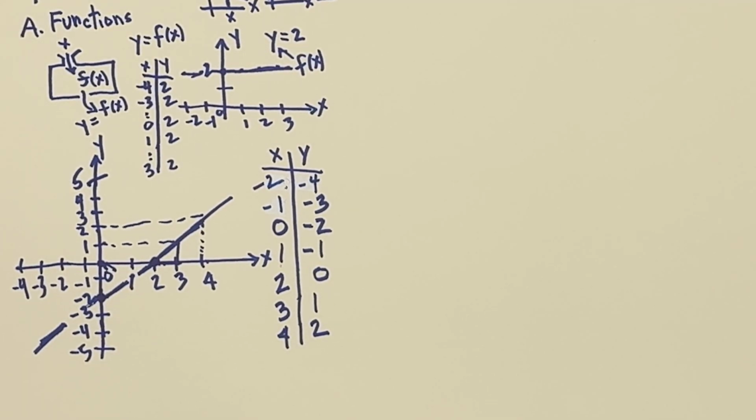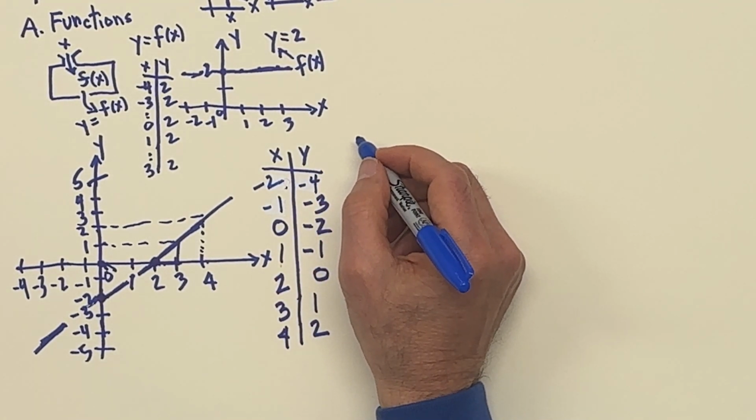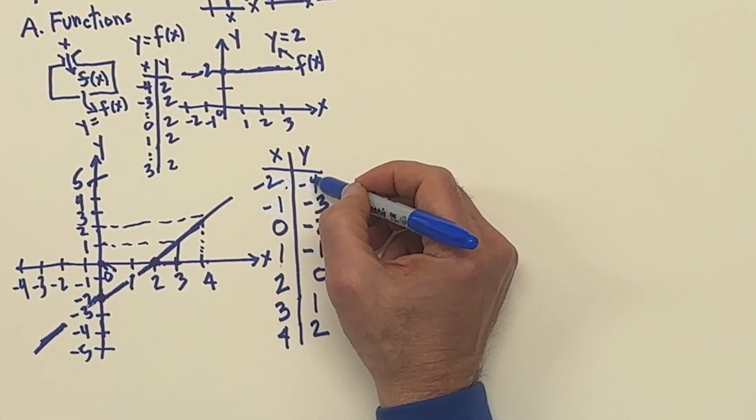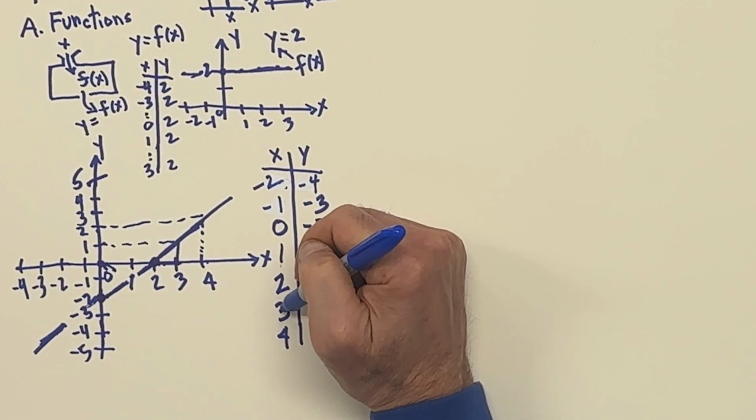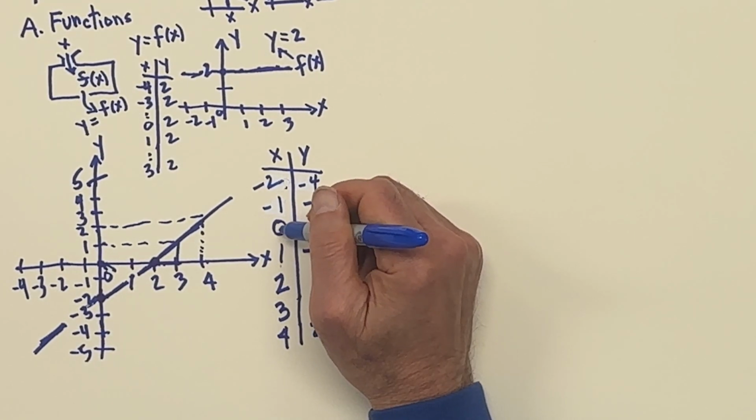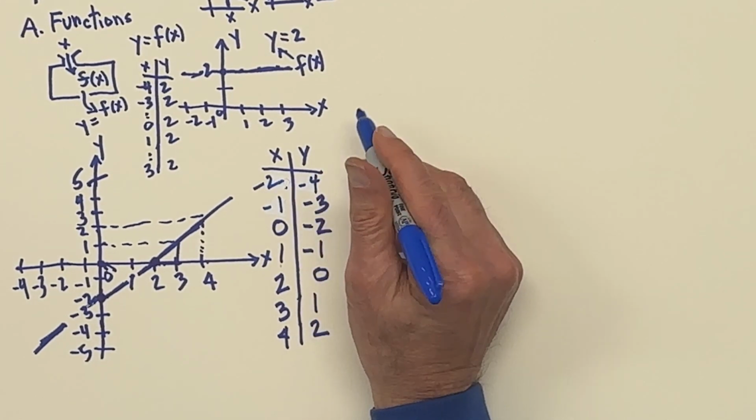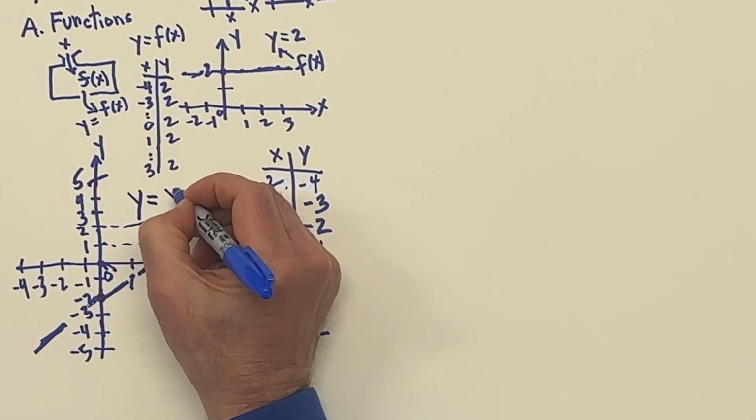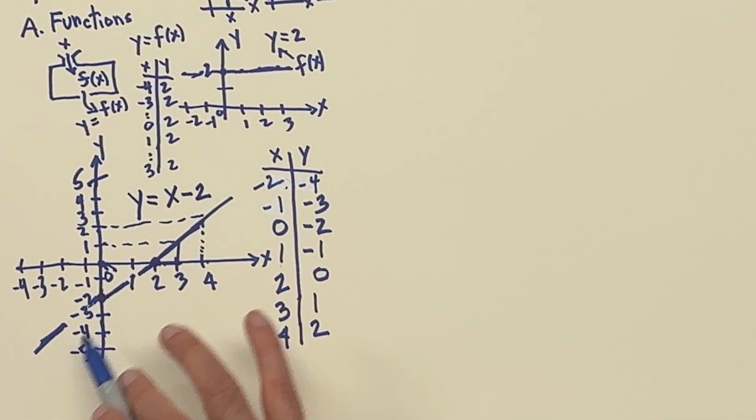So if you think of this in terms of y and x, you're basically taking your x value and you're subtracting 2. 4 minus 2 is 2. 3 minus 2 is 1. 2 minus 2 is 0. 1 minus 2 is -1. 0 minus 2 is -2. -1 minus 2 is -3. -2 minus 2 is -4. So the graph would be, if we were to write it out, y is equal to whatever the x is, and you subtract 2. So that's the function of this line.